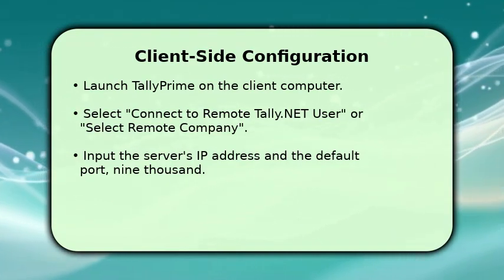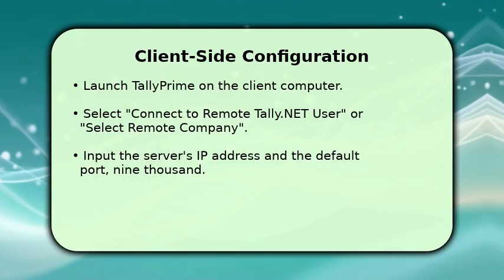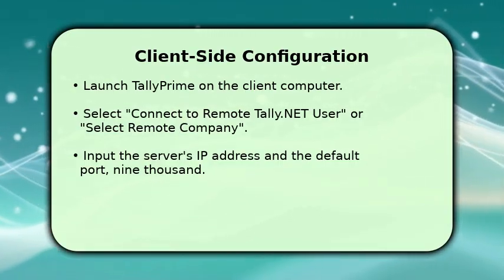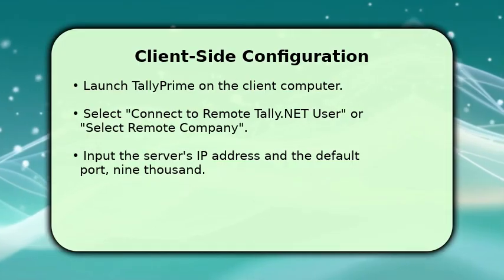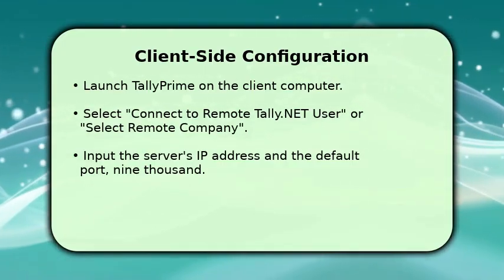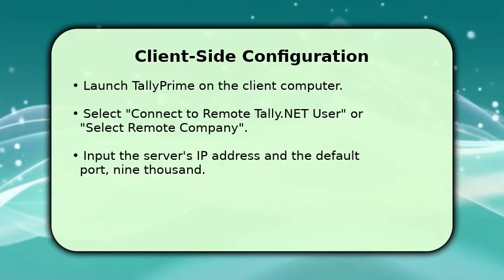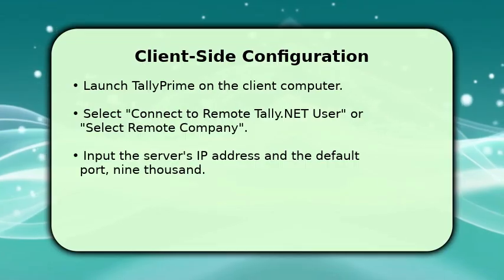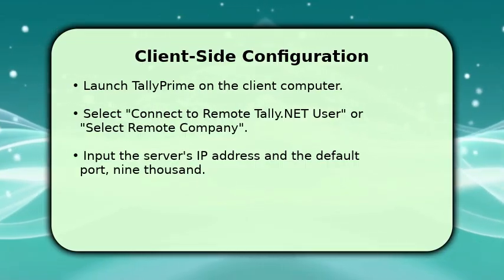From the company selection screen, choose the option to connect to Remote Tally, Net User, or select Remote Company. You will then be prompted to enter the server's IP address or computer name. Crucially, also input the default port number, which is typically 9000, to establish a successful connection to the server.